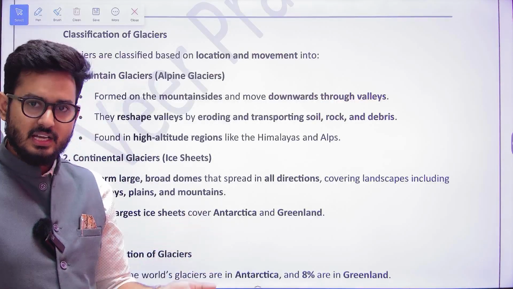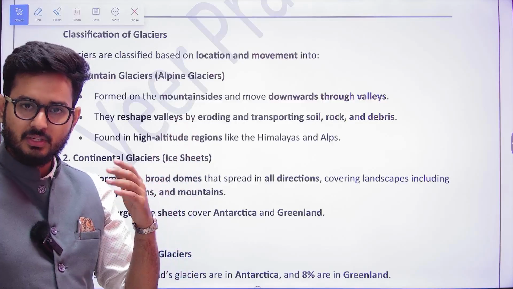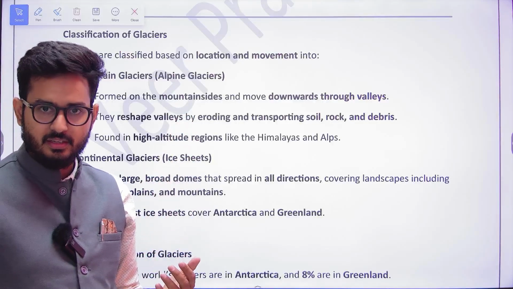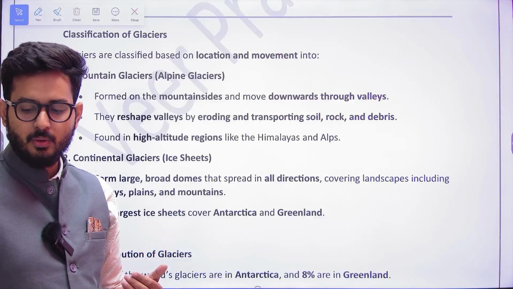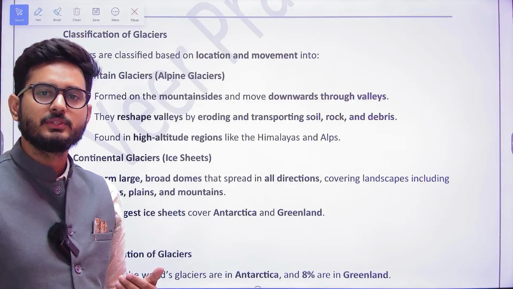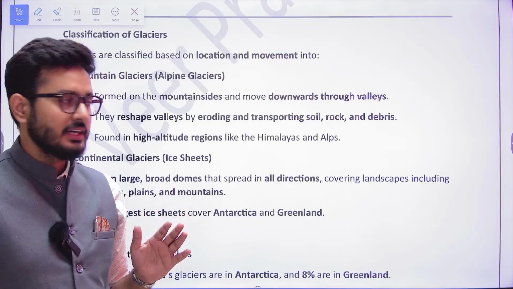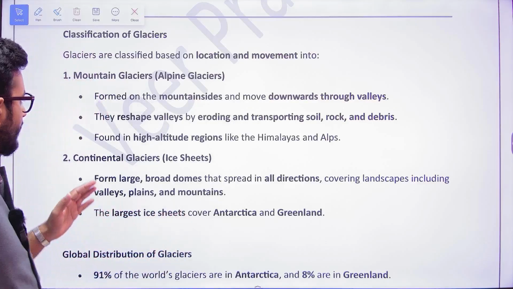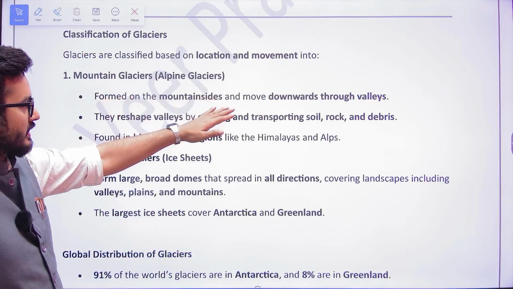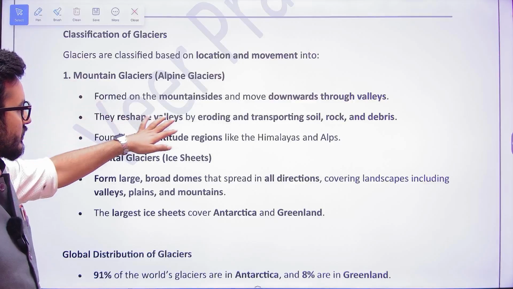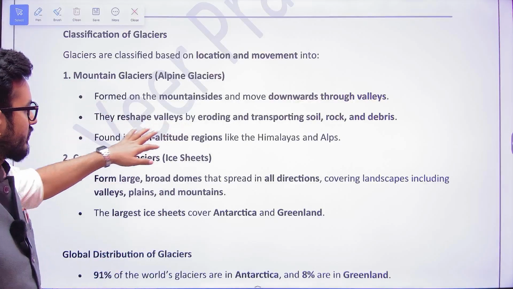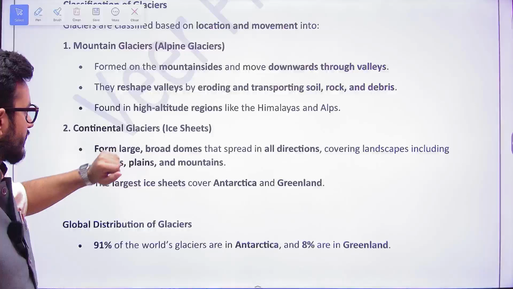That means as we go high in altitude, because of the decline in temperature, and because the temperature is going to go below the freezing point, glaciers are going to be formed. Okay, so it is formed on the mountain sides and moves downwards to the valleys. The mountain glaciers are going to reshape the valleys, and they are found at high altitude regions like the Himalayas and the Alps.